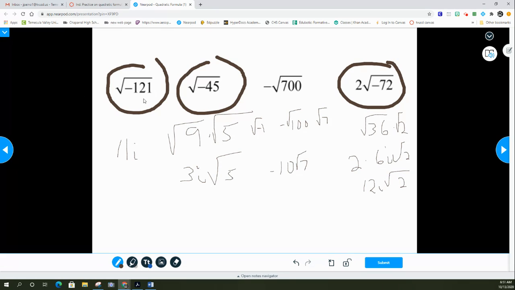All right, so that is how we are going to handle negatives inside the radical. We now have this new type of number. It does not fit on the real number line. We call it imaginary, or complex. These are called complex numbers.